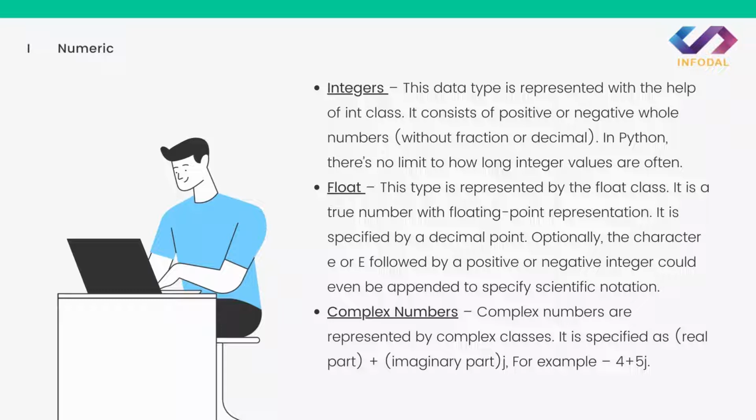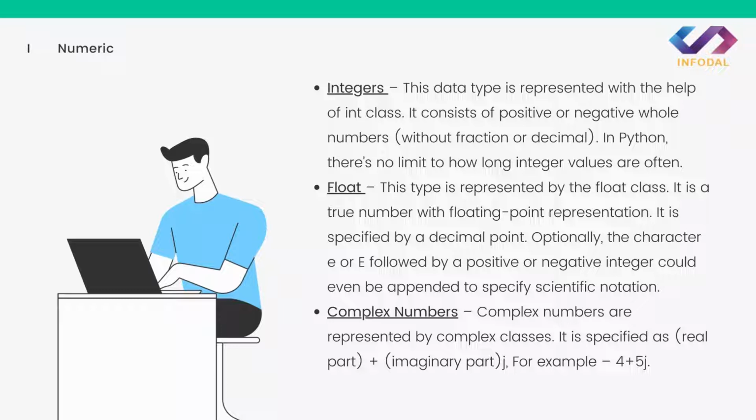Okay, float types are the data type which contains floating point numbers, like with a decimal point: 1.1, 2.3, 6.8, -1.3. Okay, so these are floating point.